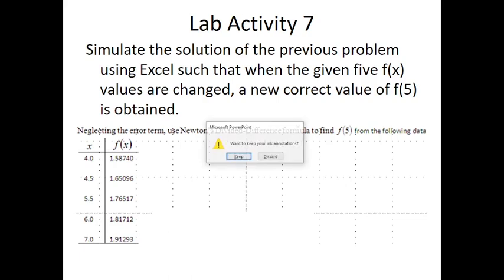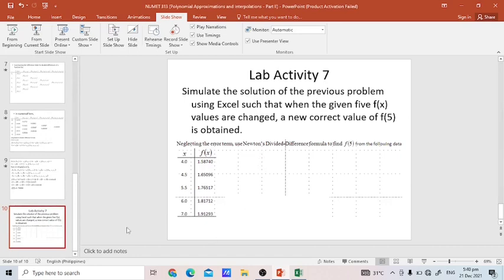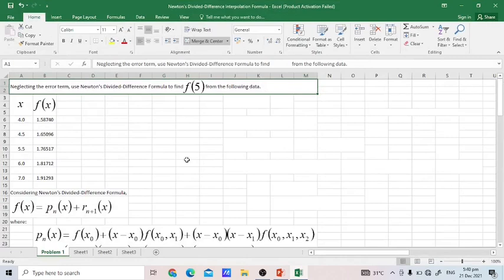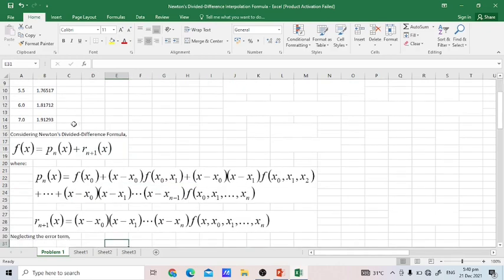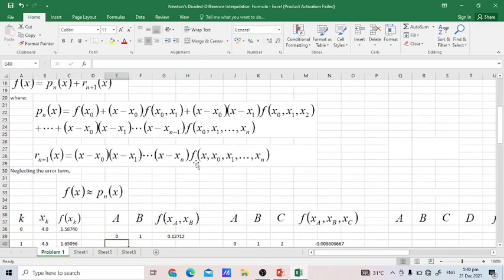Allow me to share my Excel file. Here is the problem, neglecting the error term. Use Newton's divided difference formula to find f of 5 from the following data. This is exactly what you will do. If you consider Newton's divided difference formula, it is not difficult, and you already have a guide, right? Neglecting the error term.